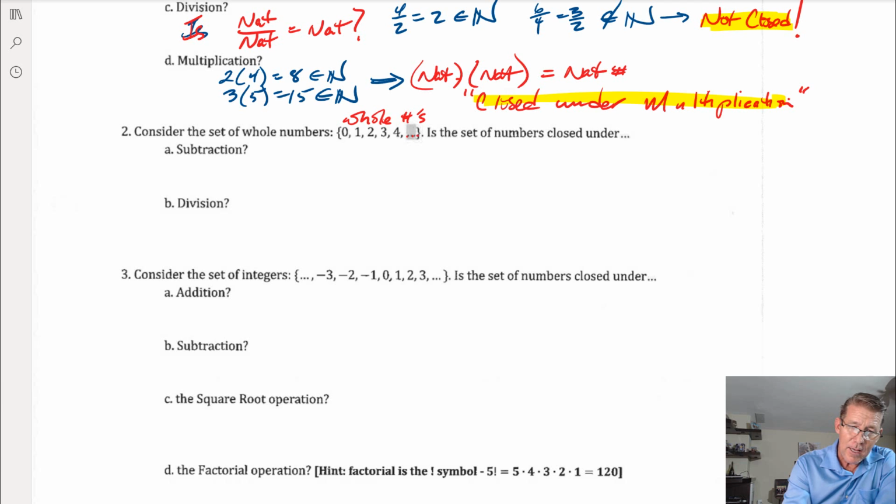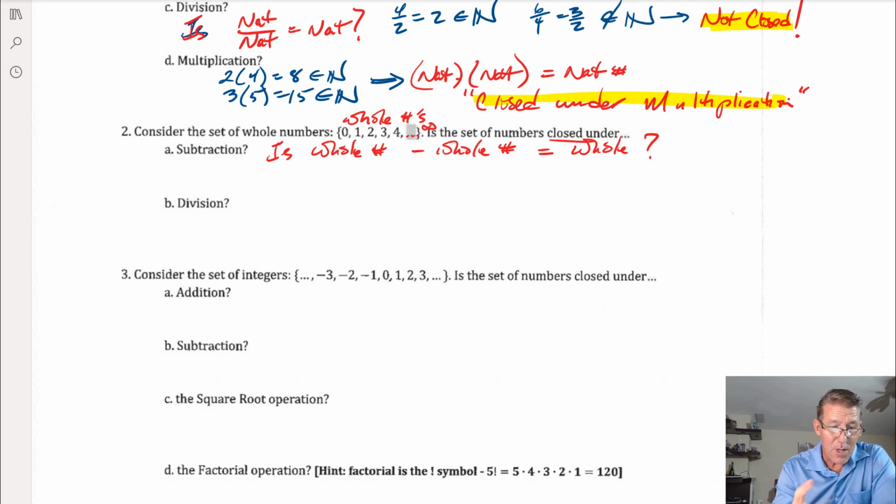The ellipsis means to infinity and beyond. It never ends. It's an infinite set, the opposite of finite. There's not a specific number in there. And we want to see if this set's closed under subtraction and division only. So if we take any two whole numbers here and subtract them, do we always get a whole number? So the question is, a whole number minus a whole number, always equal to a whole number?